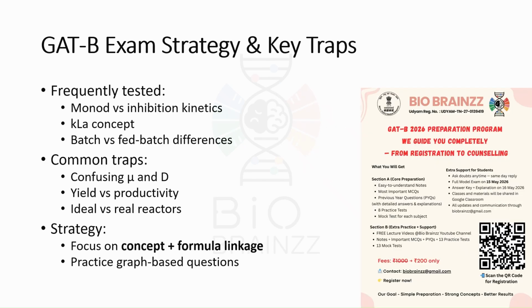For GAT-B, important topics include kinetics, oxygen transfer, and process types. These are commonly asked in exams. Common mistakes include confusion between growth rate and dilution rate, and yield versus productivity. Practice helps avoid these errors.